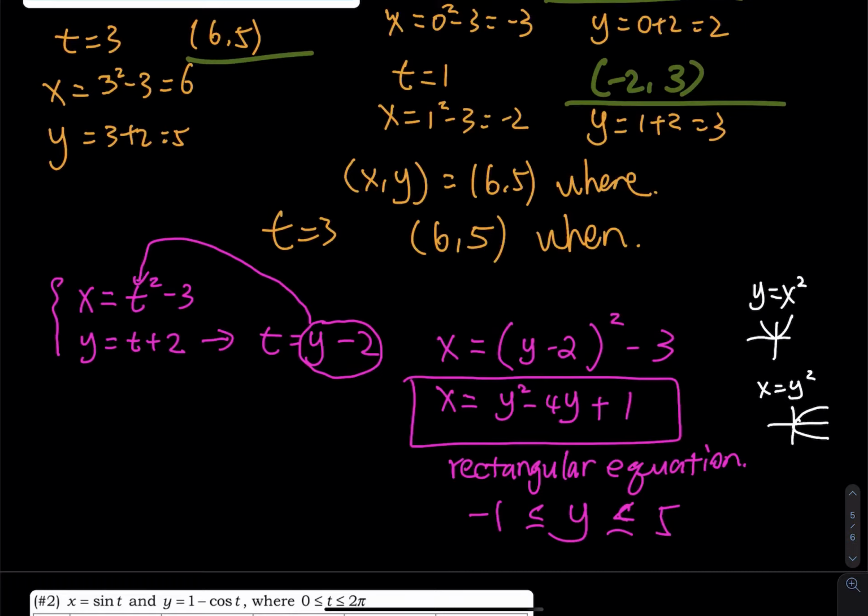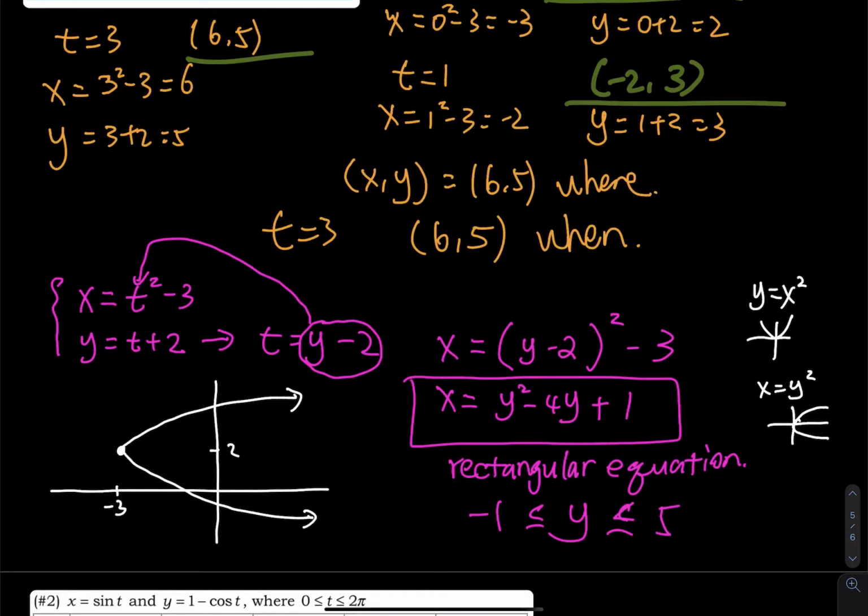So the graph looks like that. It's a sideways parabola. The vertex is at -3, 2. So when x equals -3, y equals 2, here is the vertex, and the graph looks like this. So this is the graph of x equals y squared minus 4y plus 1. This equation explains the relationship between x and y.